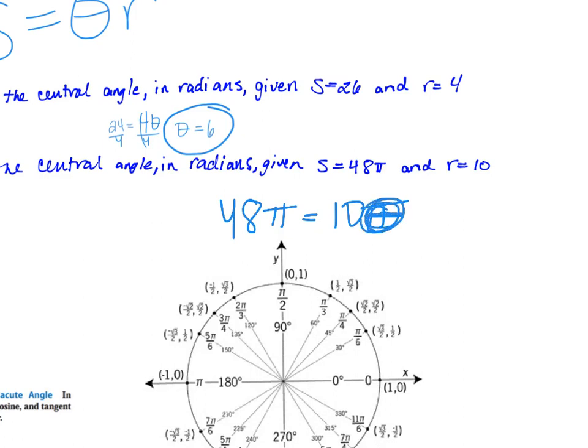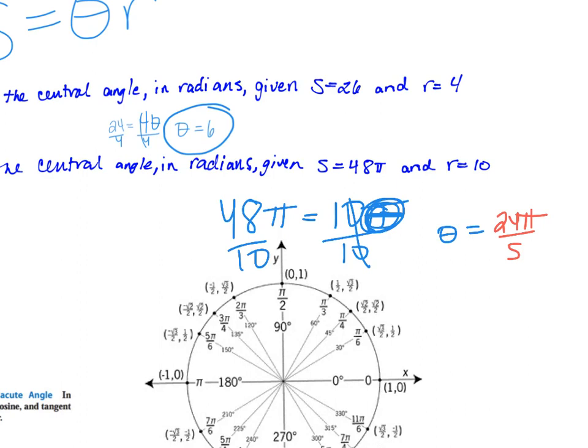Not sure why I wrote pi. So I would do what? Divide both sides by 10. So I have theta equals... can I simplify? Yes, you can simplify. If I divide top and bottom by 2, I get 24 pi over 5.